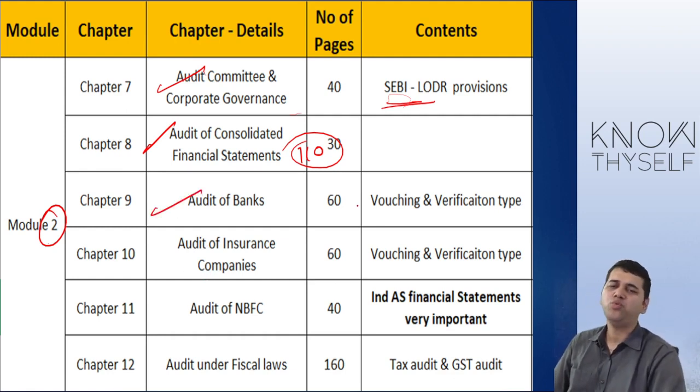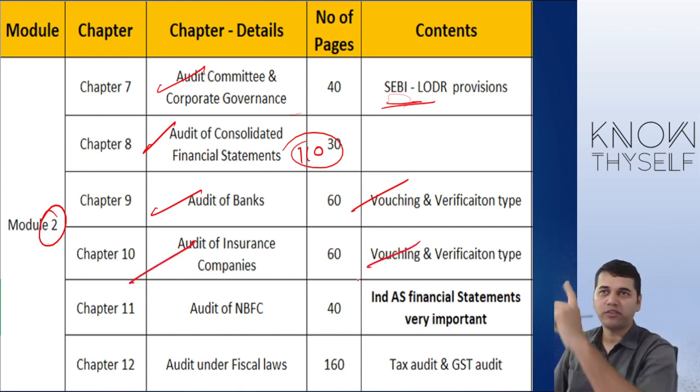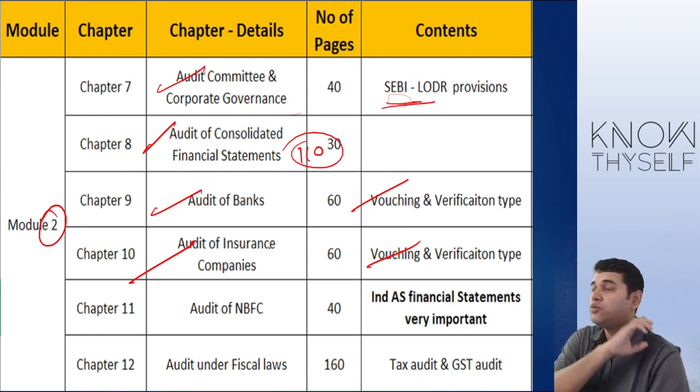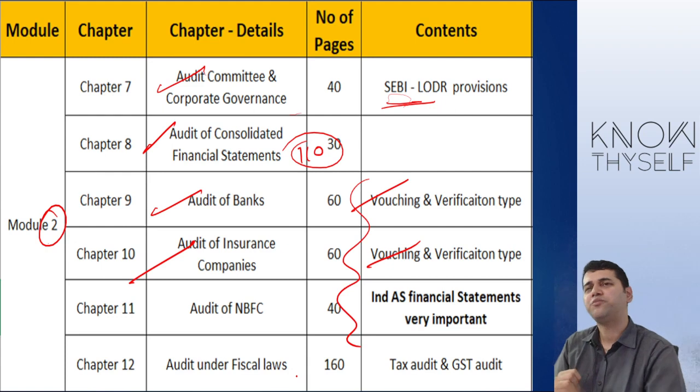Audit of banks, purely vouching and verification. Audit of insurance company, vouching and verification. You had no subject called vouching and verification, so you will get some flavor like this. There we have to follow strategies, because I am telling you, it becomes very difficult for you to study these chapters. Why? Because it's pure vouching and verification.